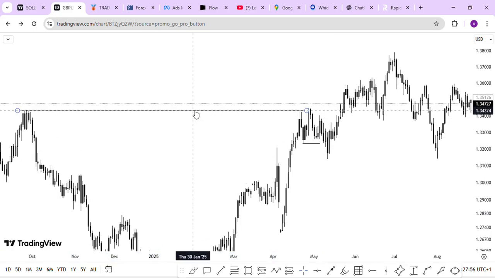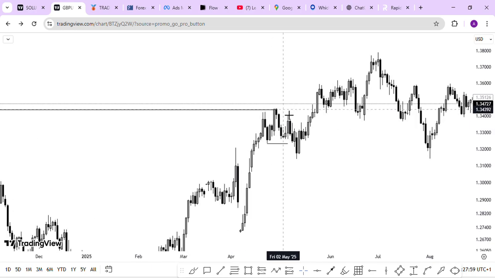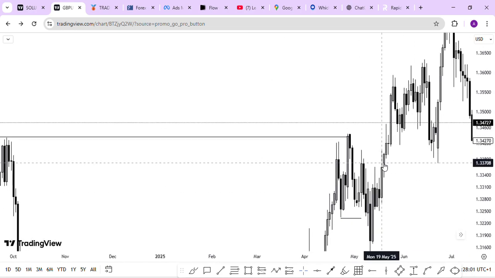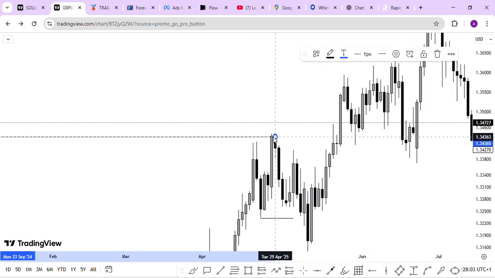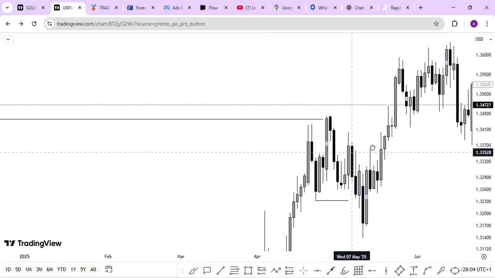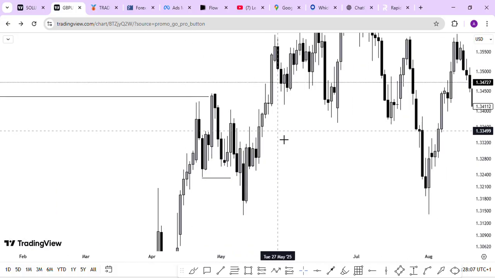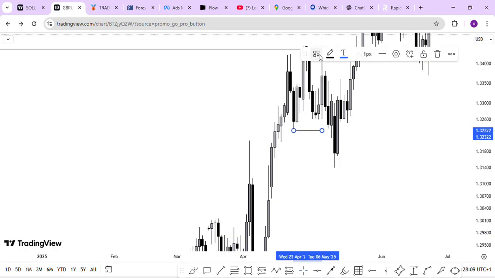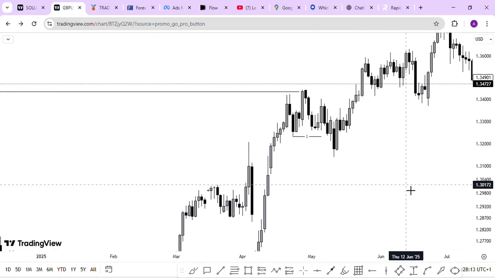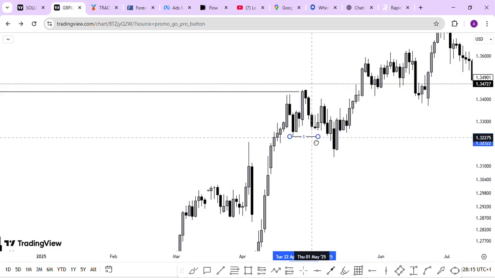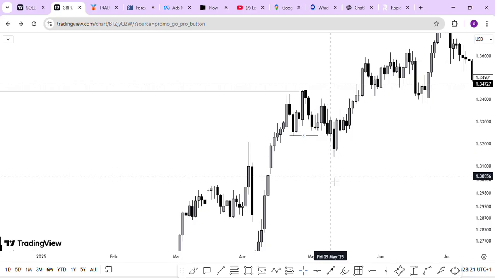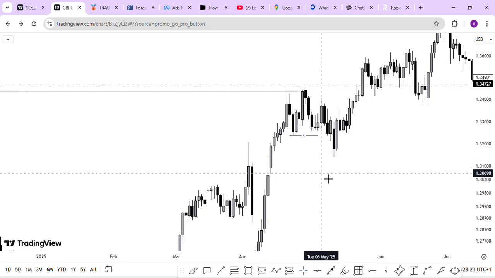So let me adjust it so that, okay, so the market close above here. You can see we use candle close, not just the wick. So we use candle close. So after that, market came back from this liquidity, which is all we need to confirm our break of structure. So we need inducement.